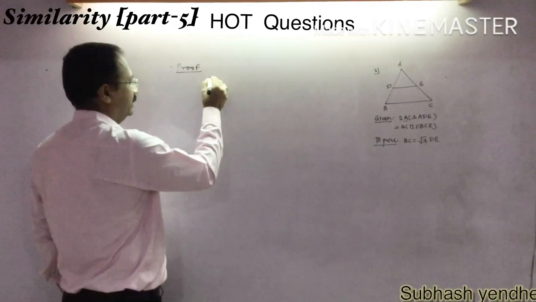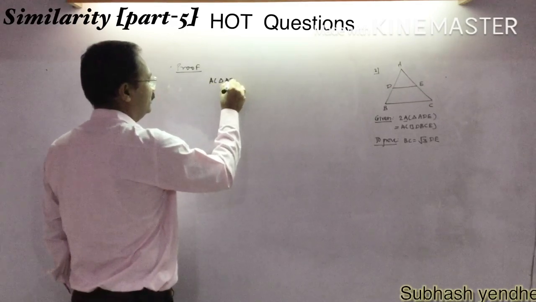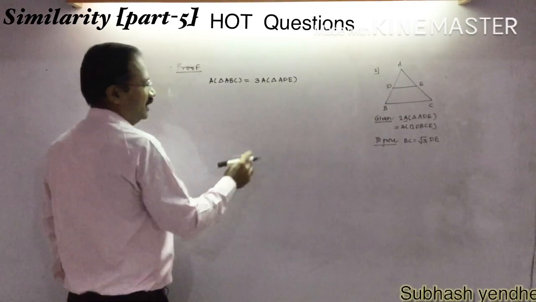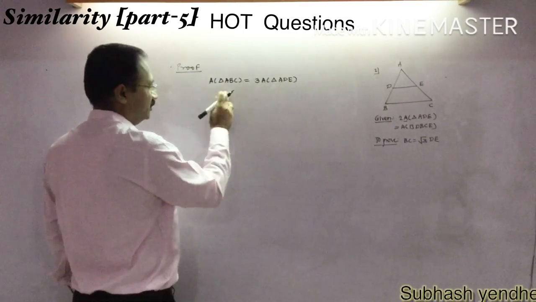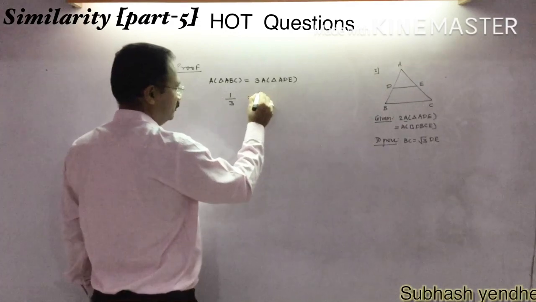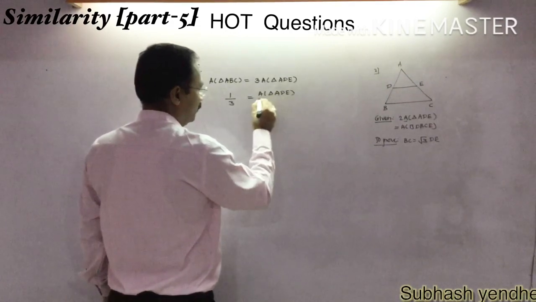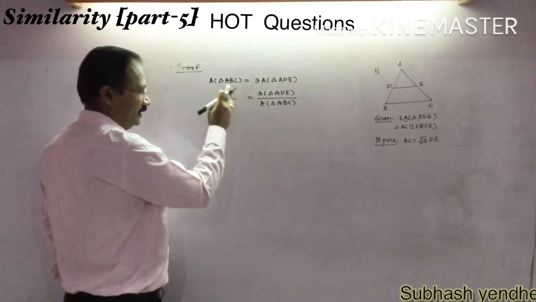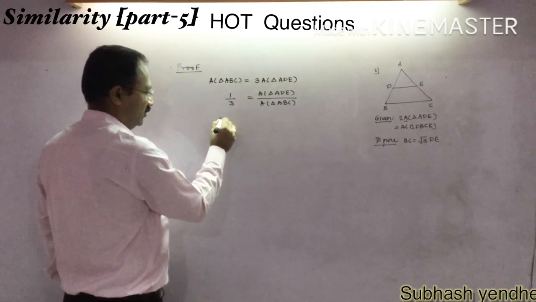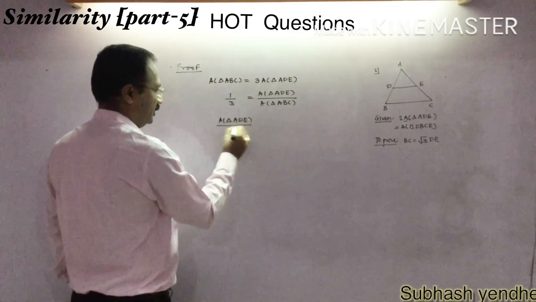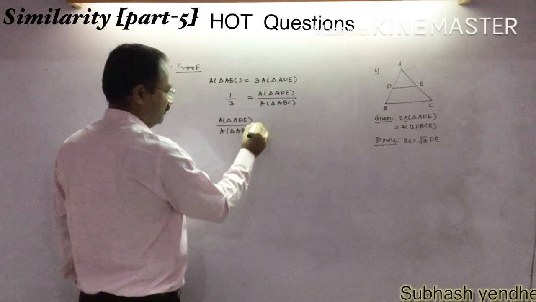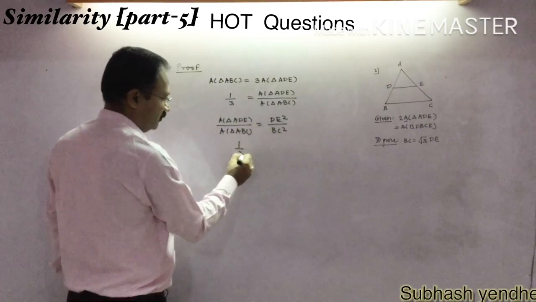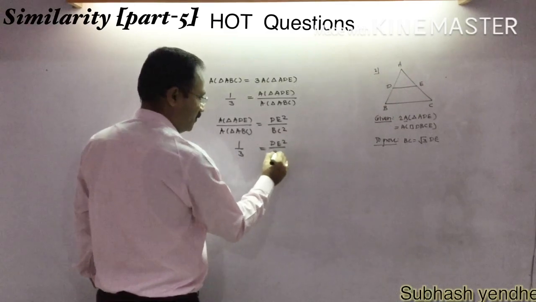So here we get area of triangle ABC equals 3 times area of triangle ADE. Now ABC goes on that side and 3 comes on this side. So you get 1 upon 3 equals area of triangle ADE upon area of triangle ABC. Now we can substitute this value in the first one. So you get area of triangle ABE upon area of triangle ABC equals DE square upon BC square. Substitute the value here. Its value is 1 upon 3 equals DE square upon BC square.